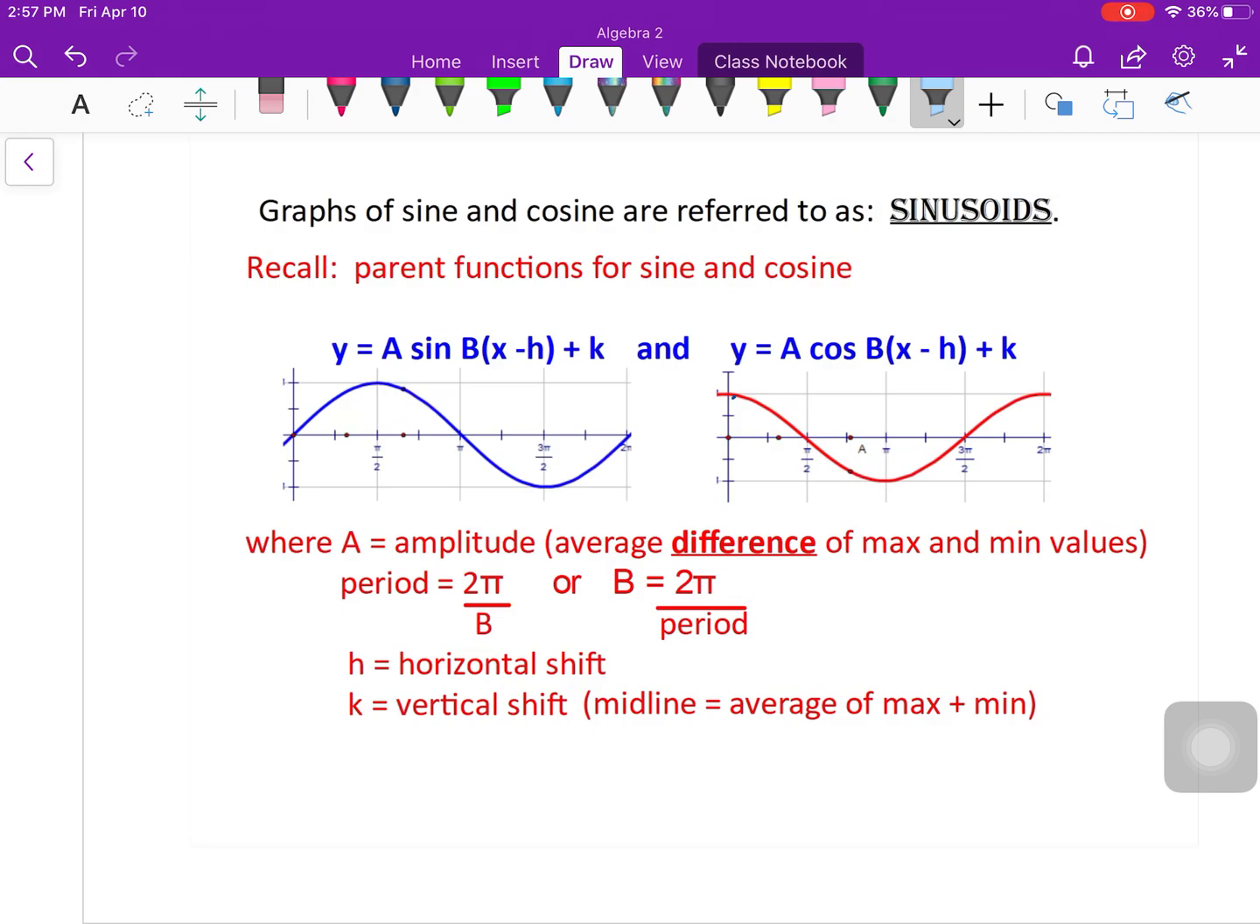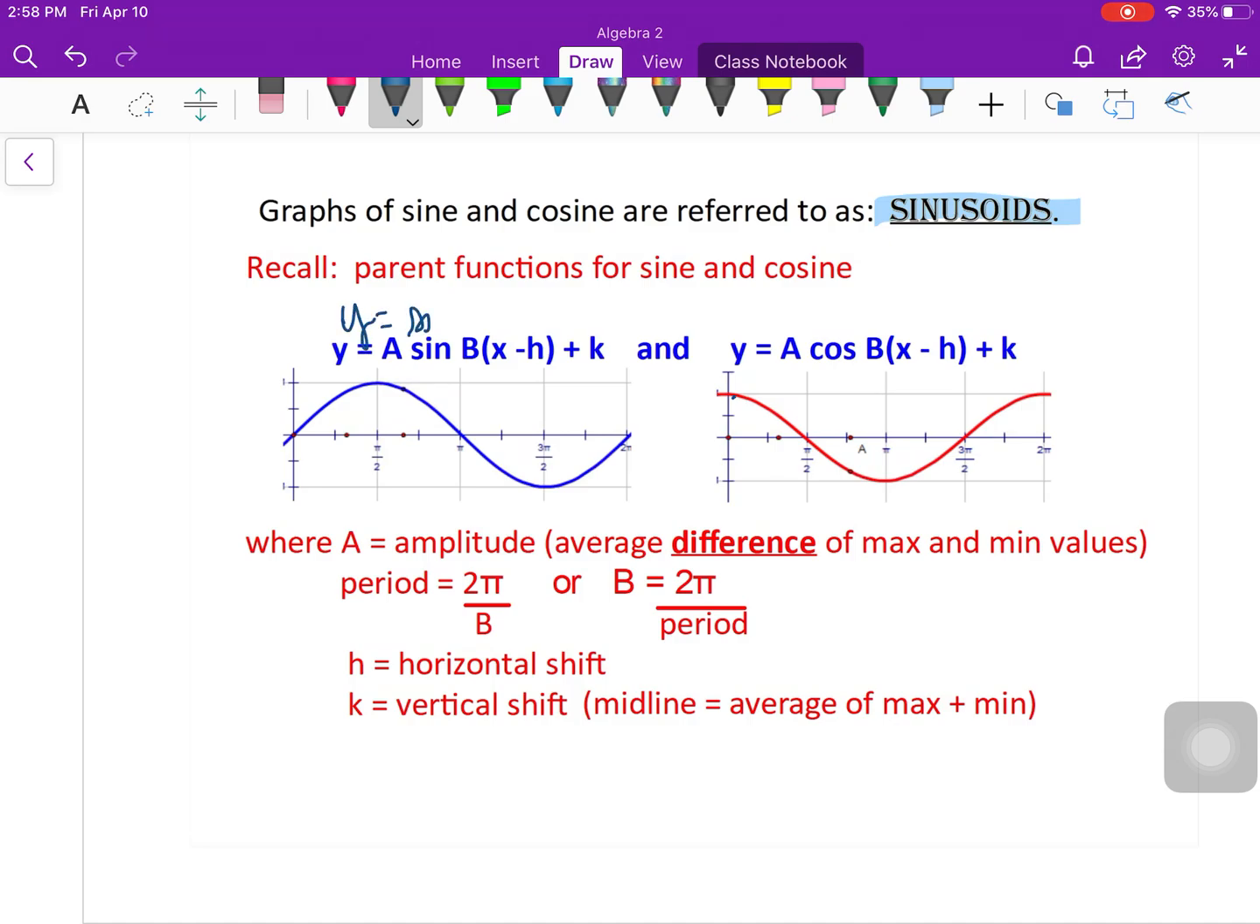Graphs of sines and cosines are called sinusoids. So it might ask you a question, write the equation of the sinusoid or graph the sinusoid. All that means is you're going to graph a sine or a cosine function. So let's recall these parent functions.